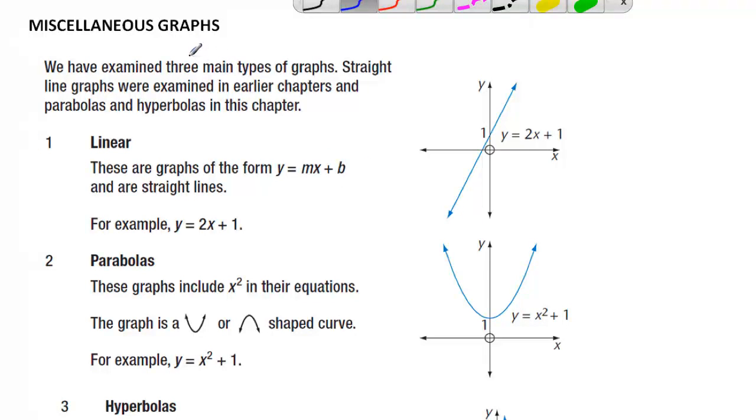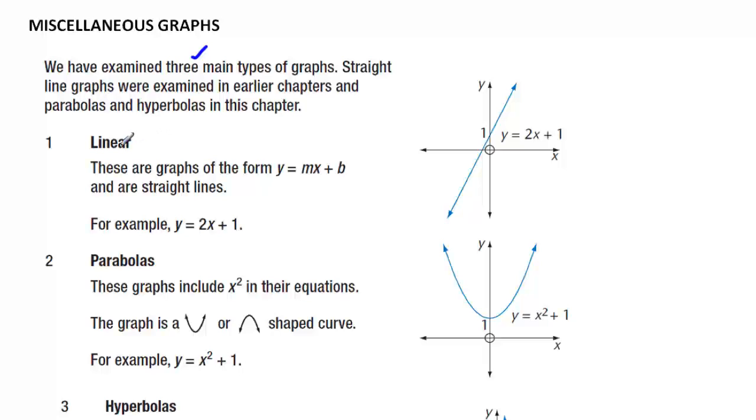Now, we've looked at three main types of graphs. One is a straight line graph, one is a hyperbola, and one is a parabola. They're the main ones. Now, we have also looked at a couple of others, but we're just going to have a look at these for the moment.